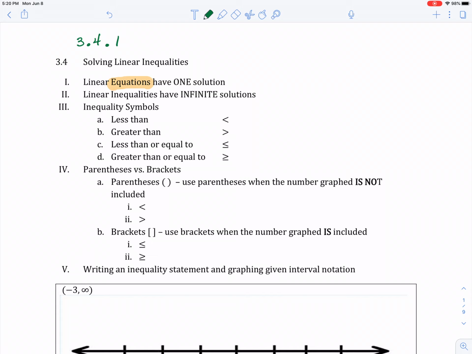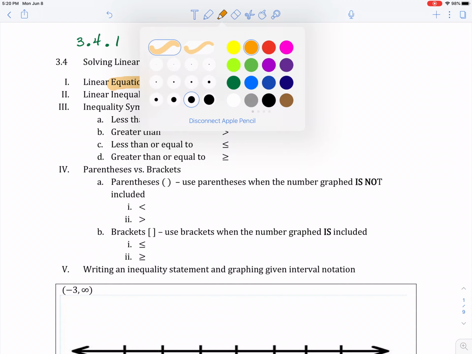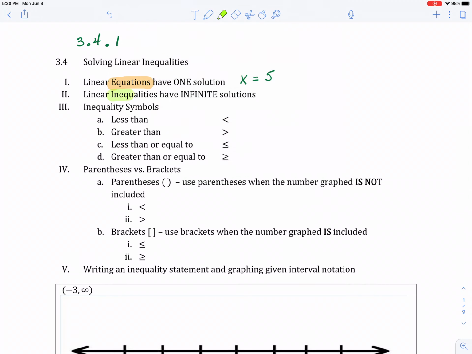So when you're talking about linear equations, that is something that we learned how to solve in chapter 2, and we came up with one answer. Maybe x equals 5, so there was one solution. When we work in this section with linear inequalities, these are going to have an infinite number of solutions. So instead of getting something like x equals 5, we will get an answer that says x is greater than 5. And of course, there are infinitely many values that are greater than 5. So 6, 5.5, 3 million, there's infinitely many numbers that are greater than 5.